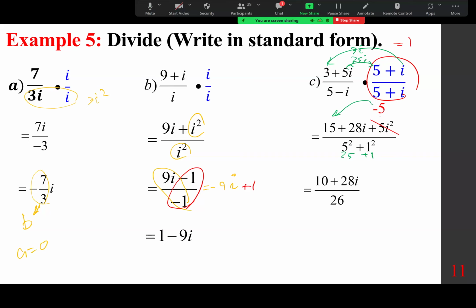So we have 10 plus 28i divided by 26. We make up 2 fractions, and we simplify each one. As you can see, they are both divisible by 2, the top and the bottom, and we get 5 over 13 plus 14 over 13i. So this is A plus Bi. The reason you want to separate them is because you want to know what A and B are. If you're asked, you should be able to answer it easily.